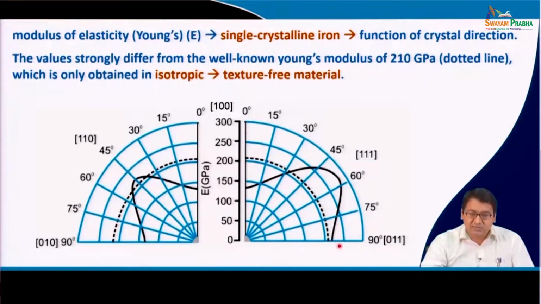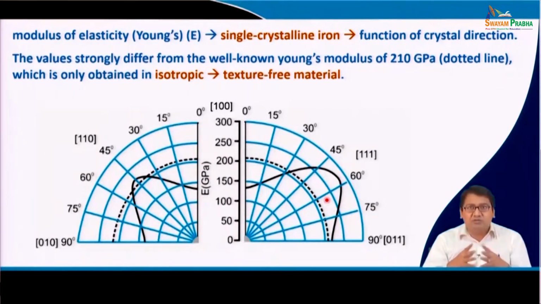which is shown by the dotted lines. Now, this modulus of elasticity of 210 GPa, which is known, is basically obtained from averaging out of this anisotropic modulus of elasticity, right, and it should be considered that this modulus of elasticity is basically for the isotropic, that is texture free, ferritic iron. Now, the point is, modulus of elasticity basically depends on the bond strength of the material, and you know that this is a ferritic iron.